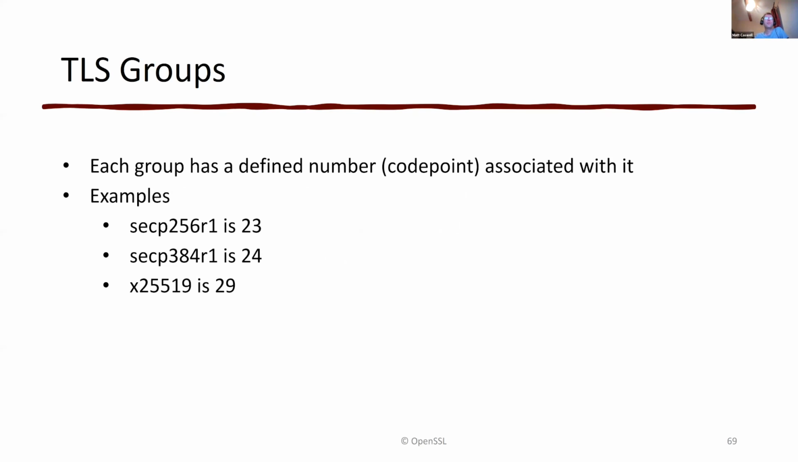Each one of those groups also has a number associated with it, which is important because it's that number that gets passed around in the TLS protocol. So for P256 or secp256r1, the number is 23. For the 384 curve, its number is 24, and for X25519, it's 29. It's all defined in the registry in that link that I gave, so go and have a look at that.